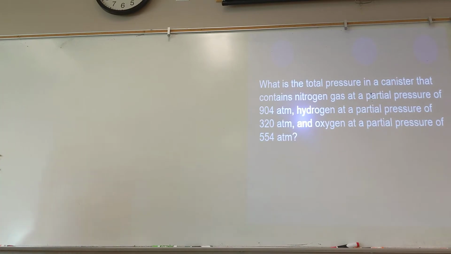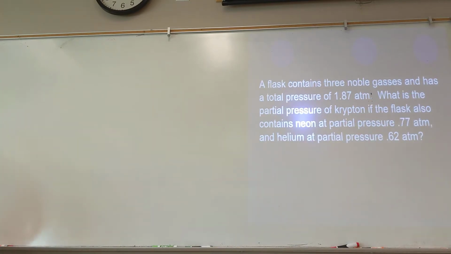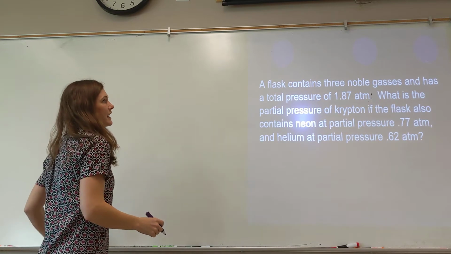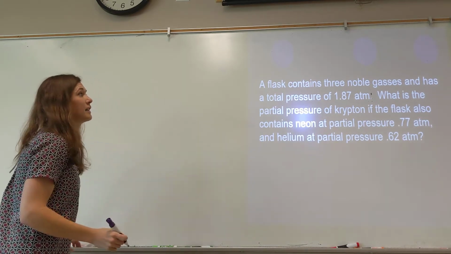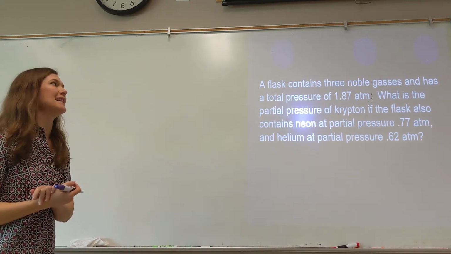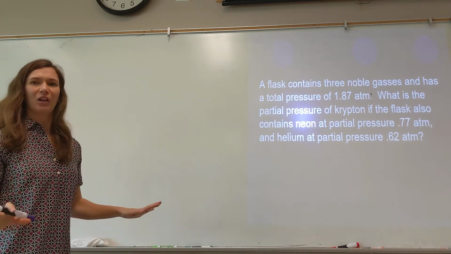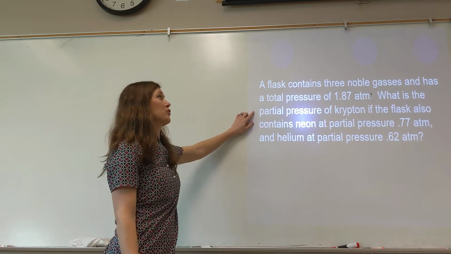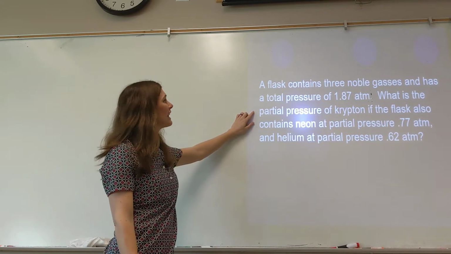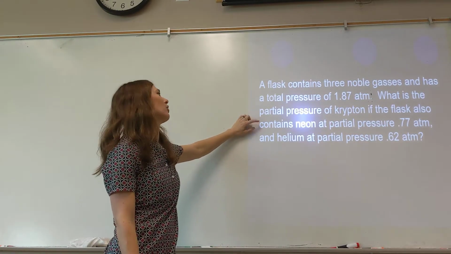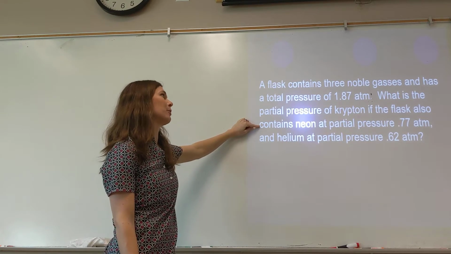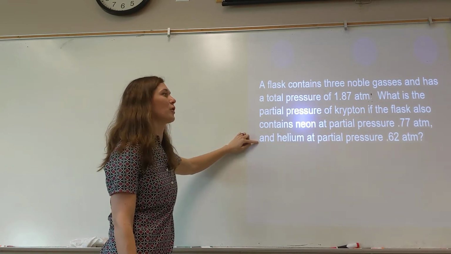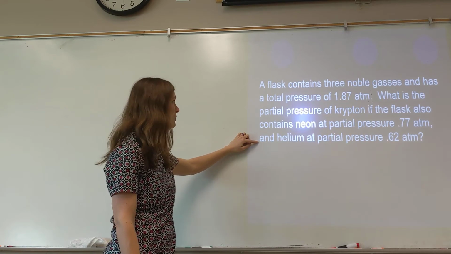Alright, this problem says a flask contains 3 noble gases and has a total pressure of 1.87 atmospheres, a little bit more normal pressure. What is the partial pressure of krypton in the flask if it also contains neon at a partial pressure of 0.77 and helium at a partial pressure of 0.62 atmospheres?